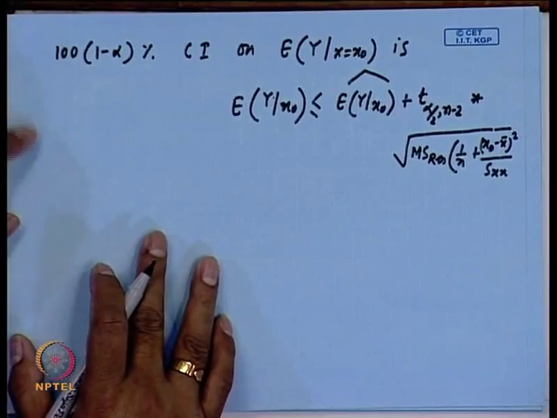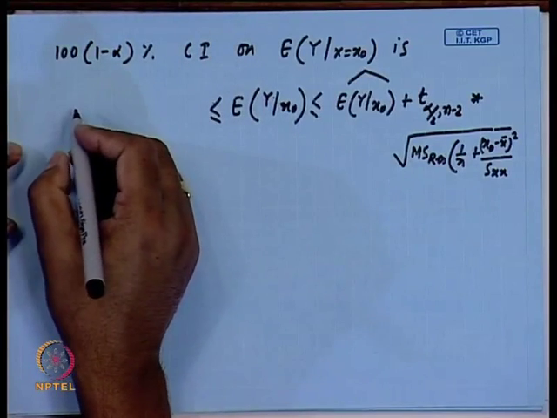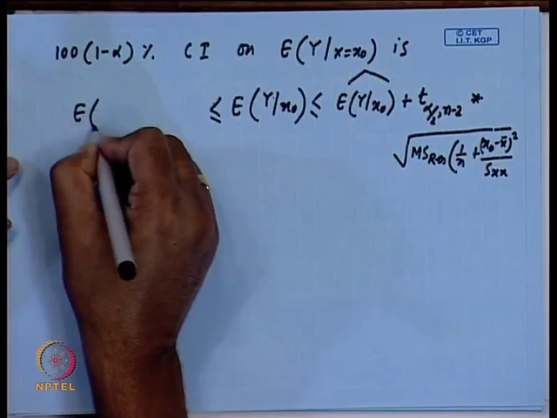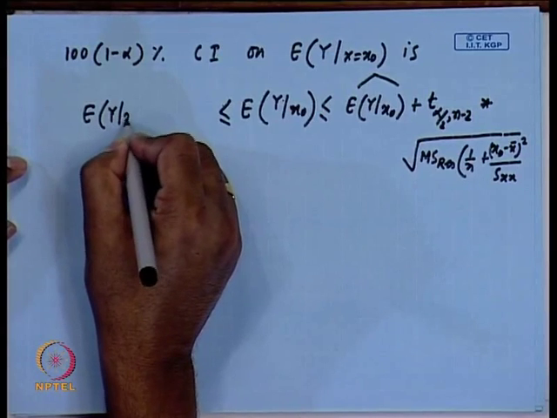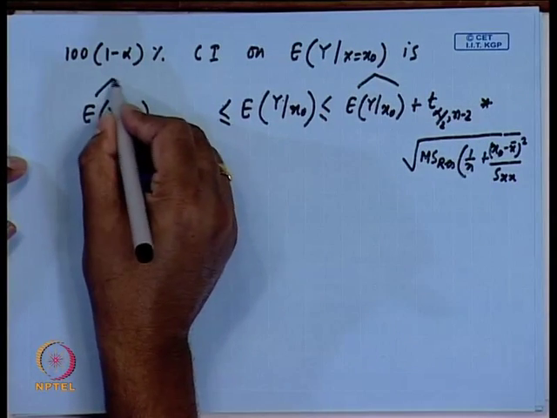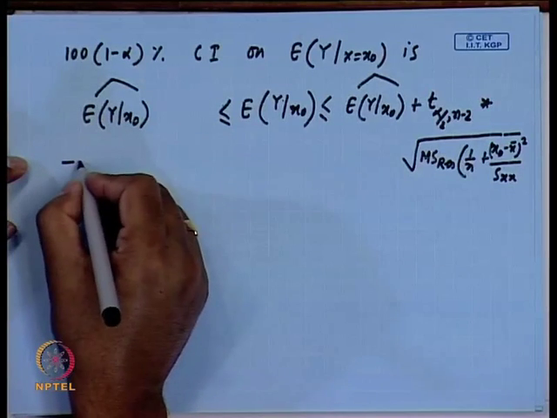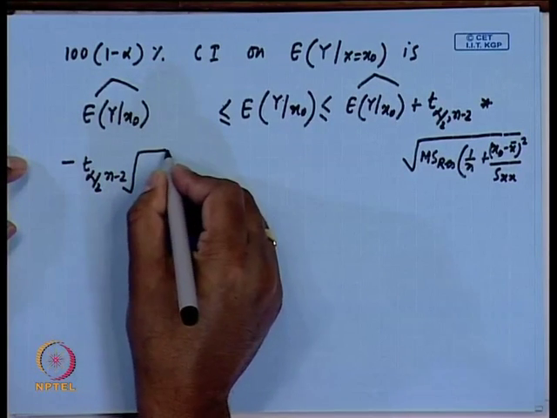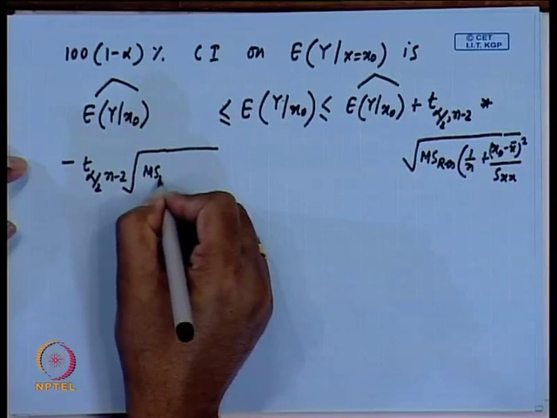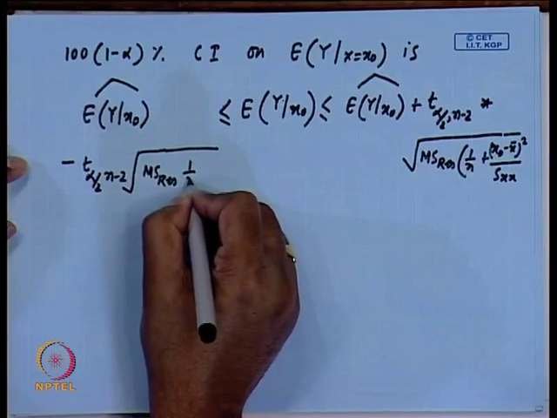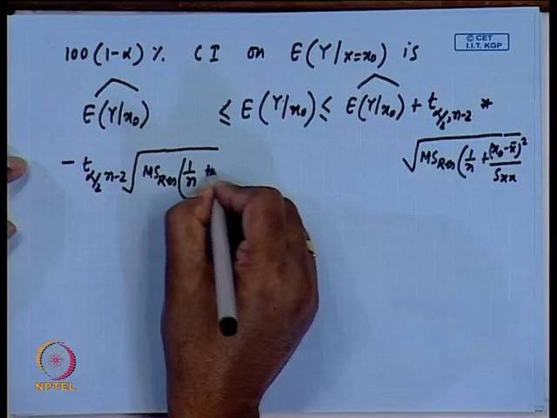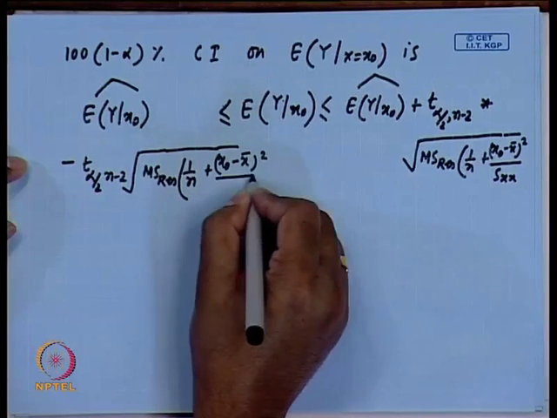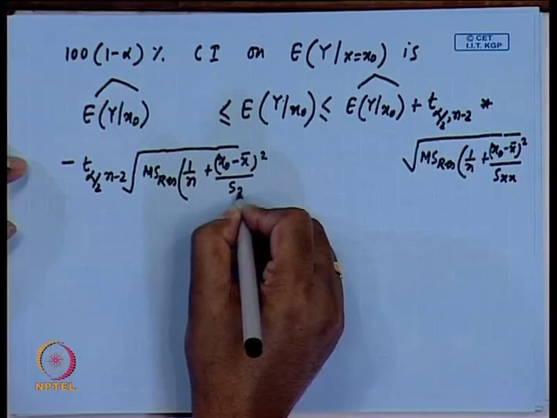Okay. And similarly, the lower bound is E of y given x naught, this quantity, minus t alpha by 2, n minus 2, times the root of MS residual (1 by n plus (x naught minus x bar) whole square by S xx).